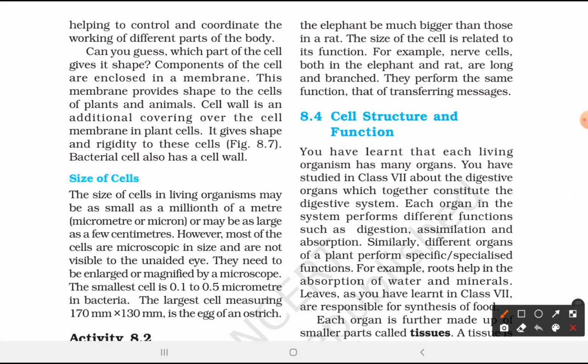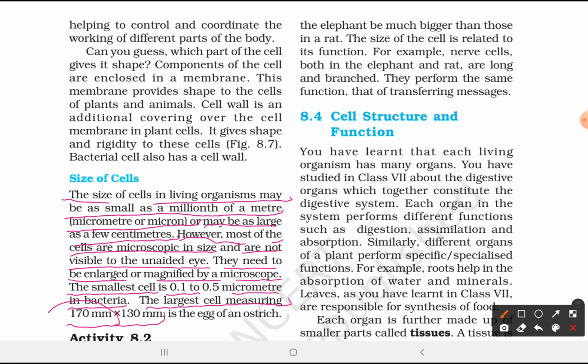Size of cells. The size of cells in living organisms may be as small as a millionth of a meter, a micrometer or micron, or may be as large as a few centimeters. However, most cells are microscopic in size and are not visible to the unaided eye. They need to be magnified by a microscope. The smallest cell is 0.1 to 0.5 micrometer in bacteria. The largest cell, measuring 170 millimeter by 130 millimeter, is the egg of an ostrich.